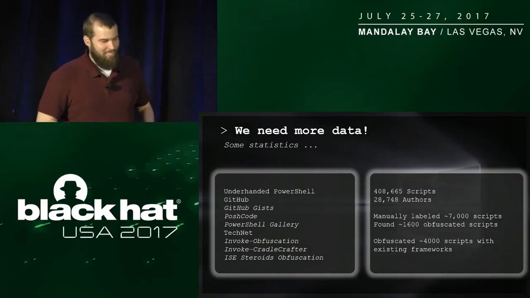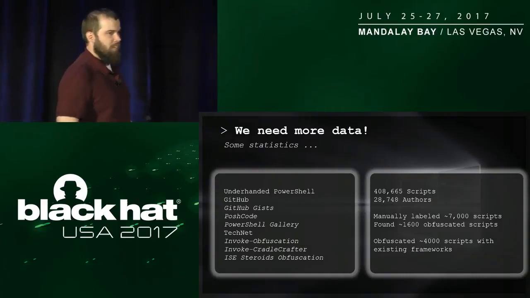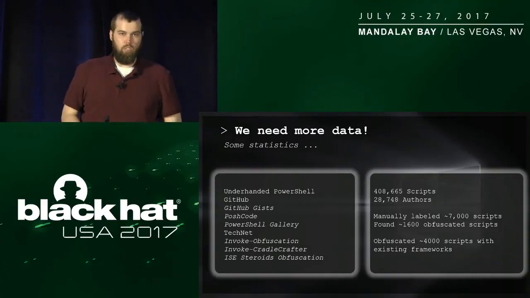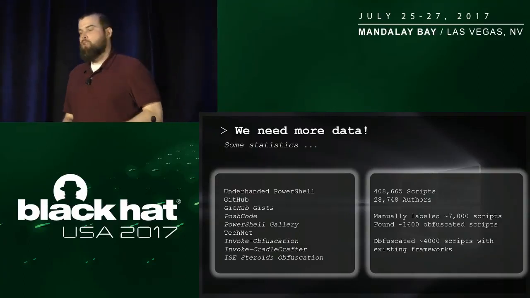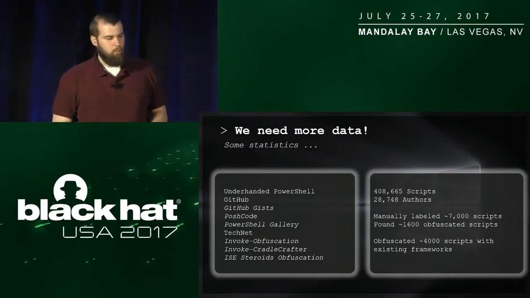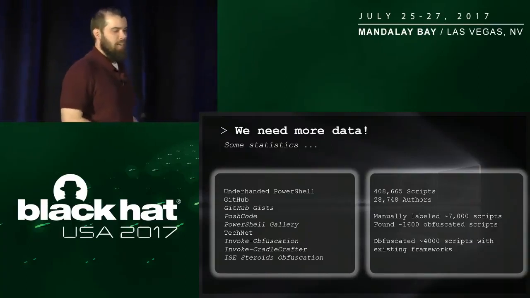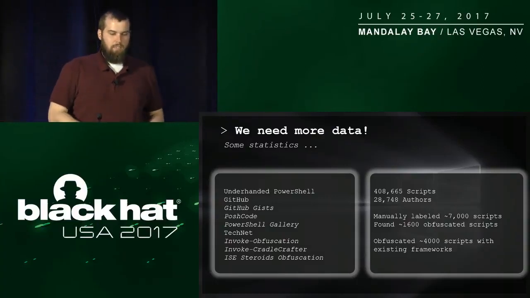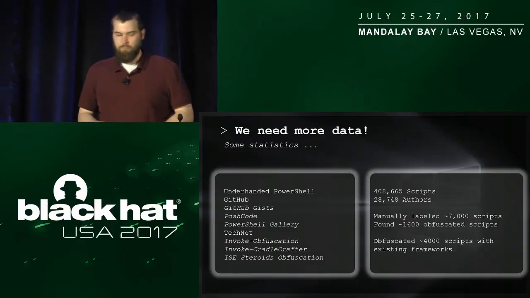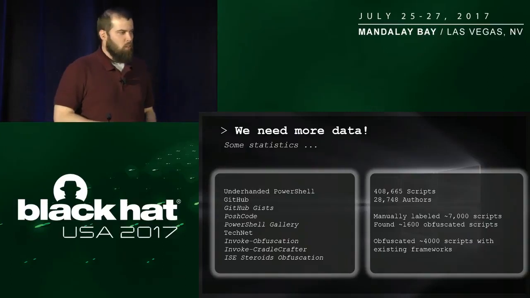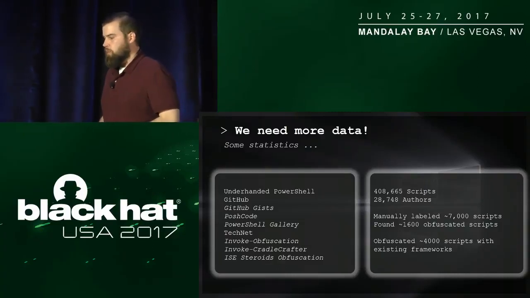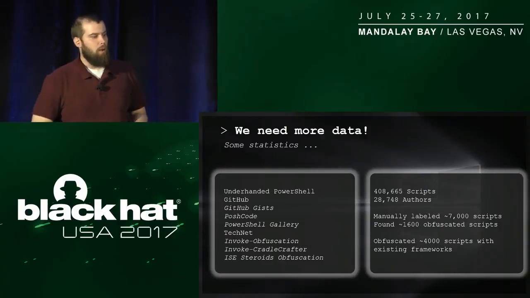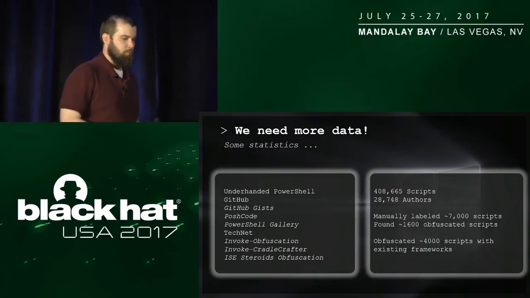So going back to the serious stuff, again, we needed more data. The PowerShell corpus that we assembled and that we are releasing as part of this research came to 408,000 PowerShell scripts, contributed by at least 28,000 authors. We identified about 1,600 obfuscated scripts in that data set. Then we produced around 4,000 obfuscated scripts by randomly taking these PowerShell scripts and running them through Invoke-Obfuscation, Invoke-CradleCrafter, and then PowerShell ISE Steroids obfuscation.